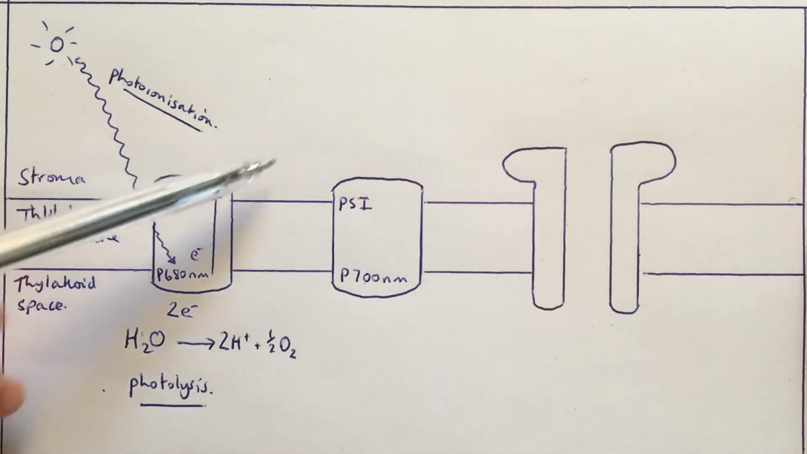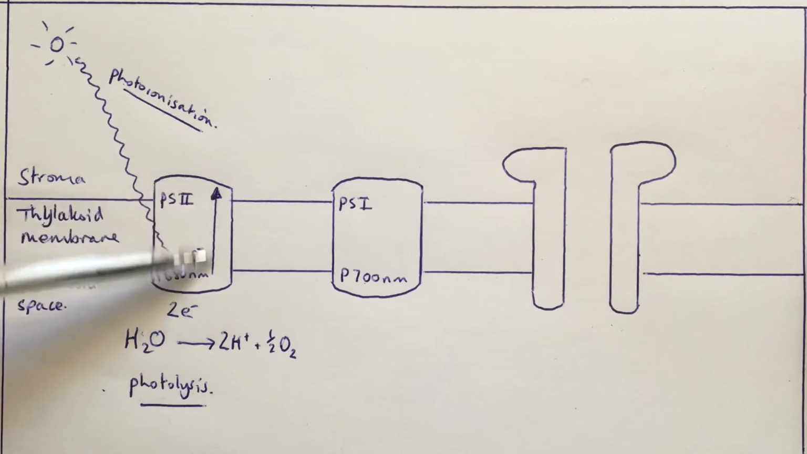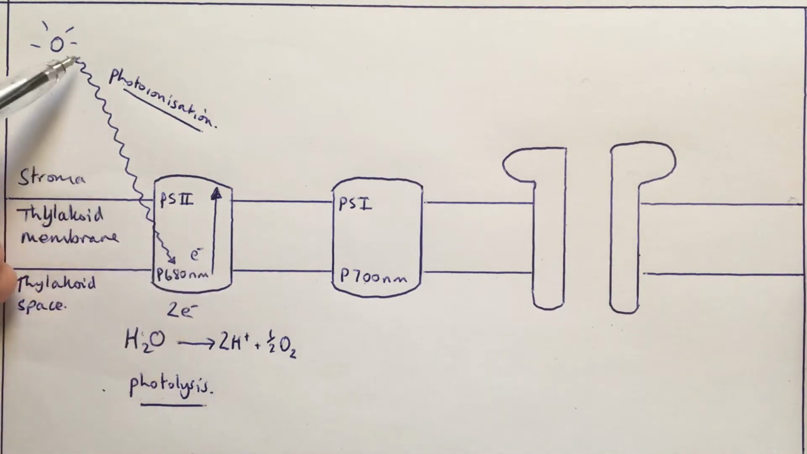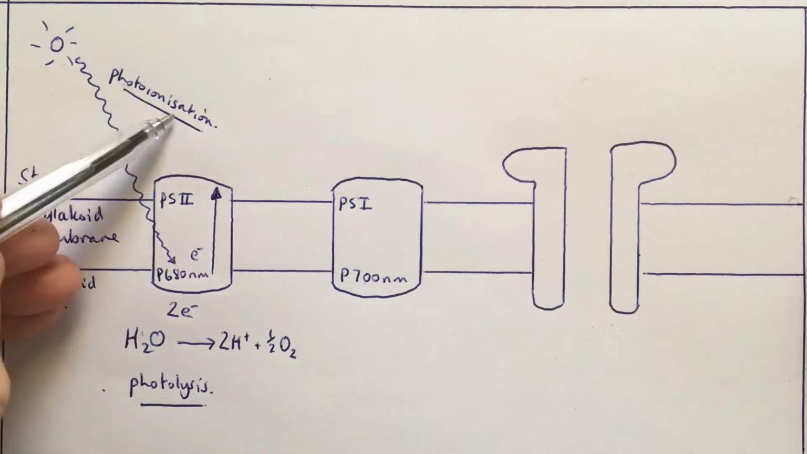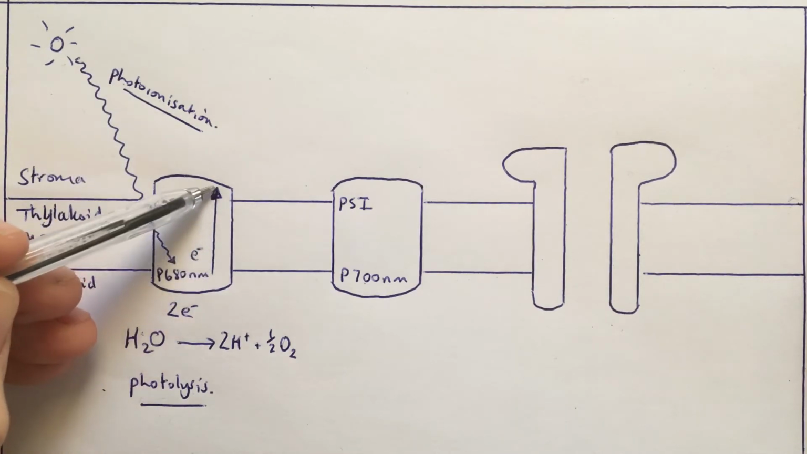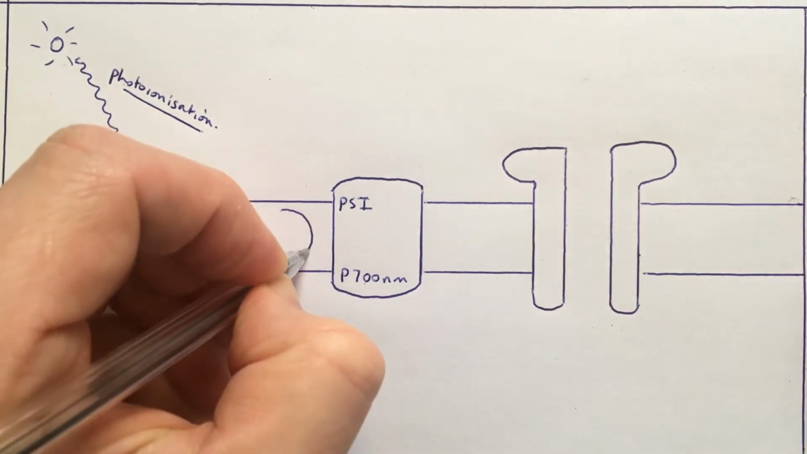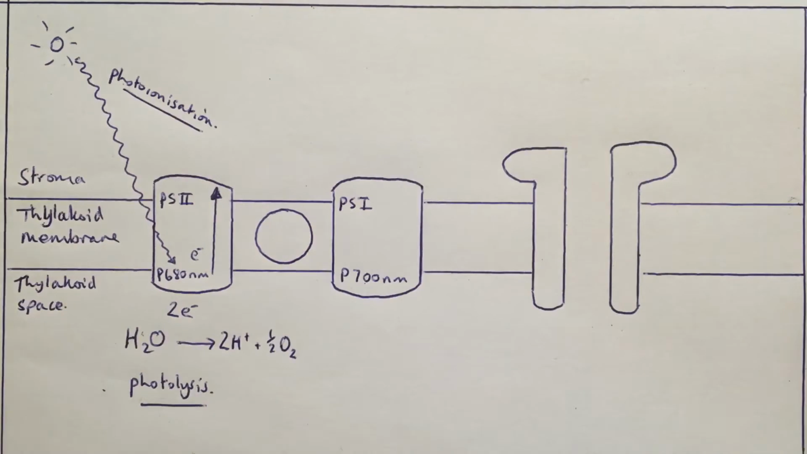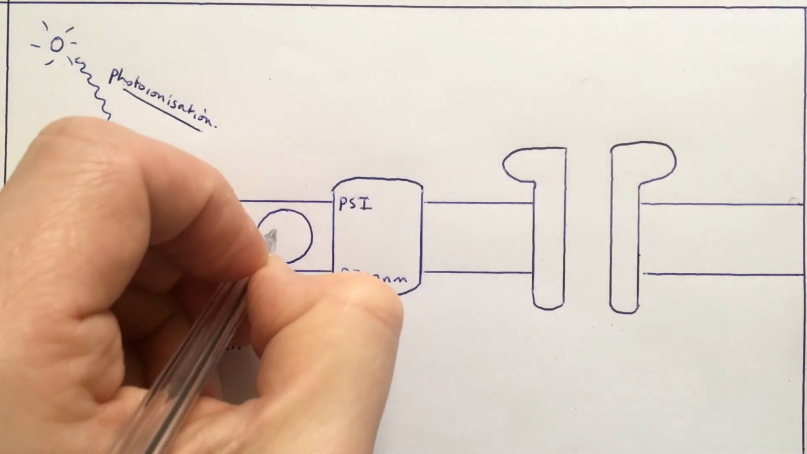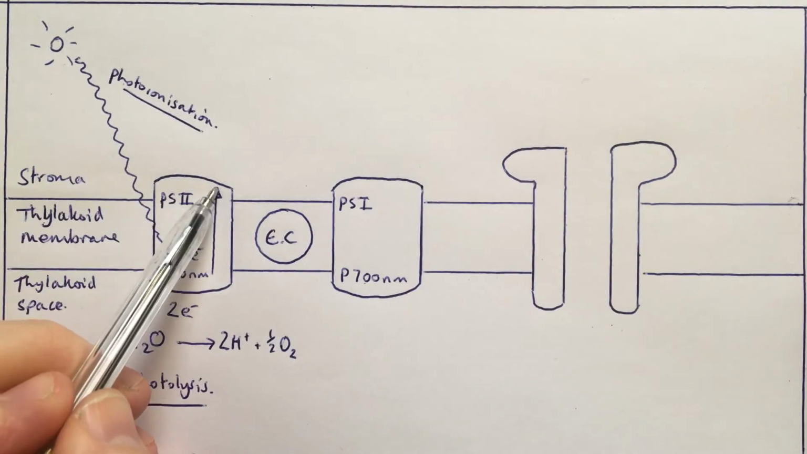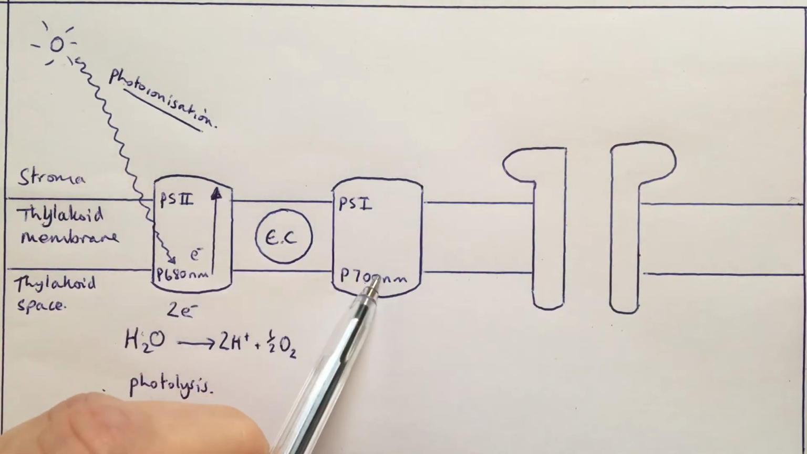Now, whenever you see diagrams, the height within the membrane denotes the amount of energy they have. So you can see that when the electron is down here, it has very little energy. As it is excited through photoionization of light, it gains energy and so moves to the top of the membrane. Between photosystem 2 and photosystem 1, we have electron carriers that are going to transfer the electron from photosystem 2 to photosystem 1.